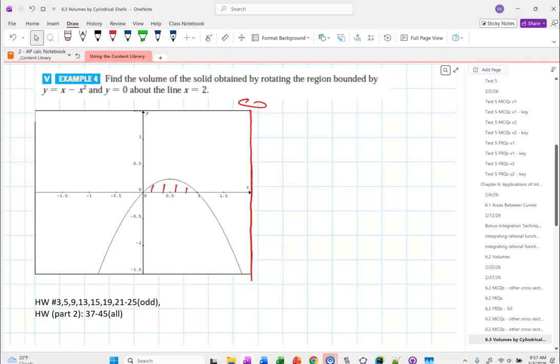Now I can do it, I should say washer problem. I can do this as a washer problem. I can. Like Mr. Kulik is capable. It's going to be a colossal pain and take way more time than it would be to just do this as a shell. It's possible for us though, because I can solve this equation in terms of x.